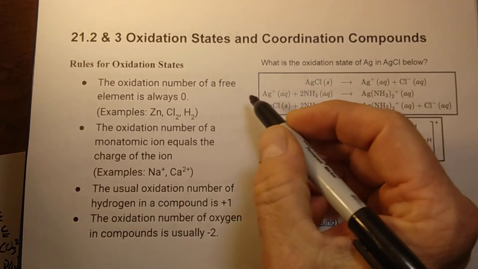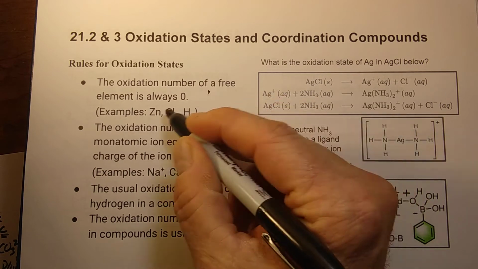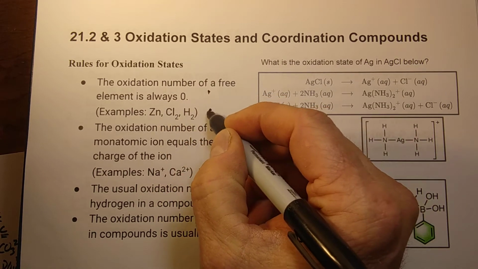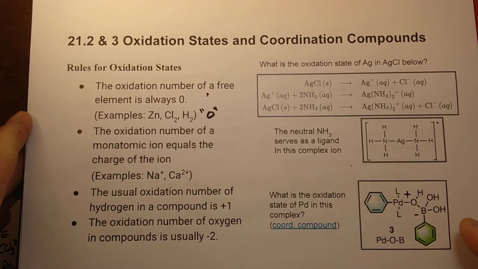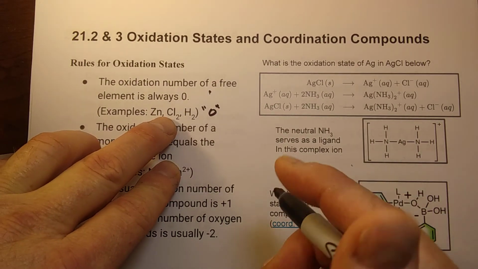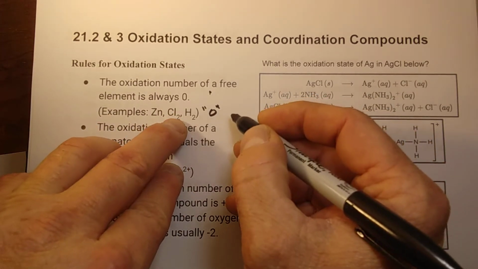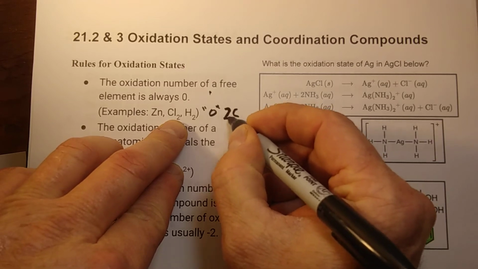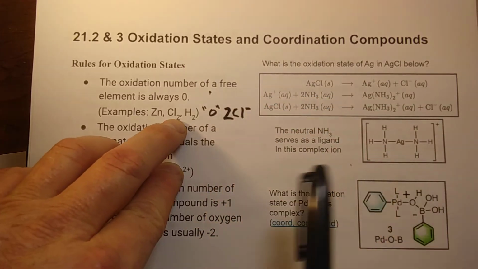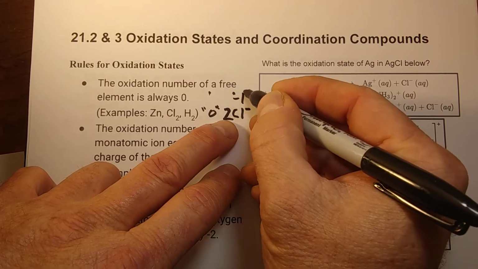If you have an element such as zinc, Cl2, or H2, their oxidation state is always zero. In their elemental form, we consider them to have a zero oxidation state. Now remember, they can be negative or positive. If I had two chlorines in this state become reduced, meaning we get a negative charge, we get electrons to them, then of course each of them would have a -1 oxidation state.